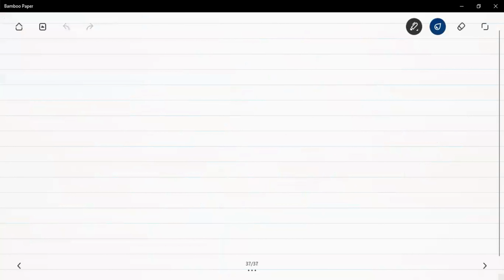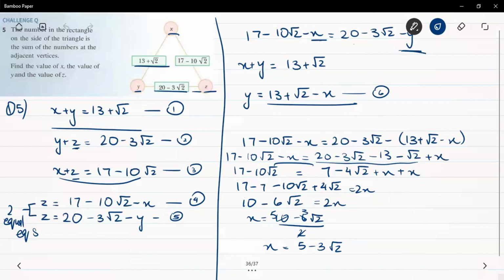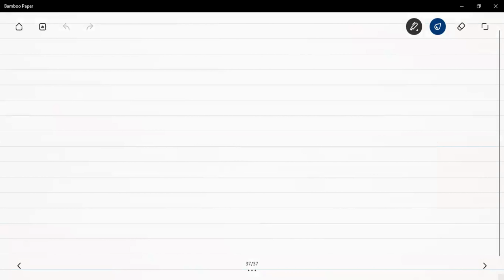So I'm going to solve the value for what? First of all, I find out y because that's the most clearest value I can find without having another equation. So I'm going to write down y: y is equal to 13 plus under root 2 minus x. So basically, I have this value of x. I just found it out. So I'm just going to plug it in here.